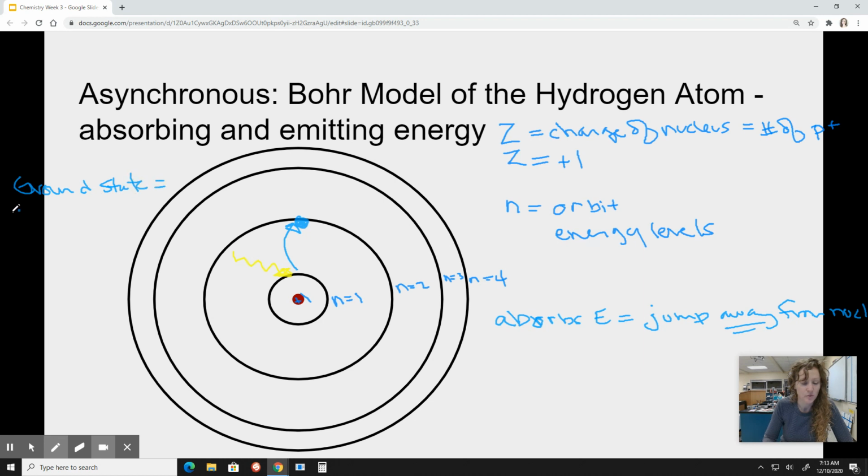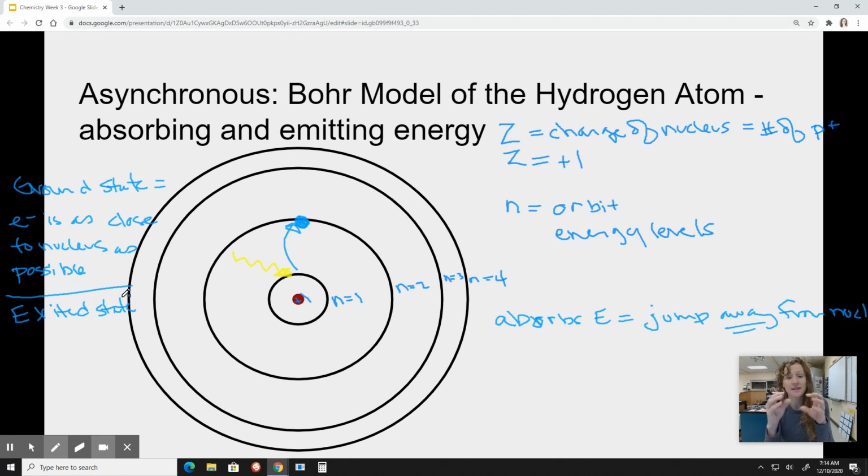Okay, the ground state is where the electron is as close to the nucleus as possible. Okay, so our electron now is not as close to the nucleus as it possibly can be. So we would say this electron is in an excited state. Okay, so an excited state has more energy than a ground state.